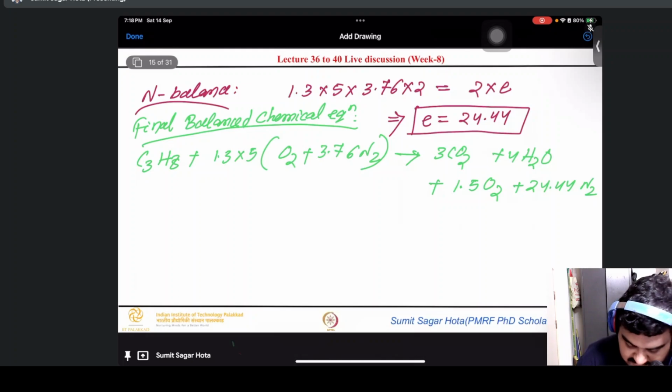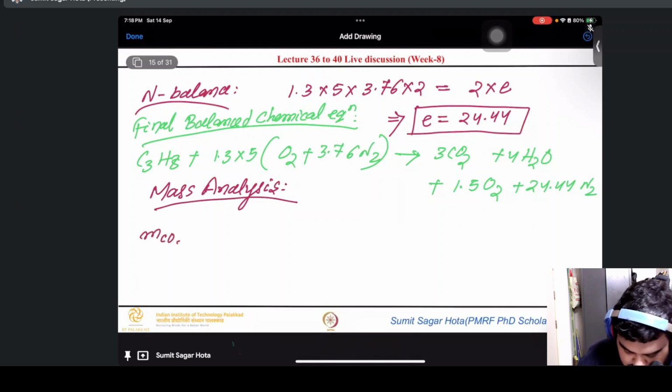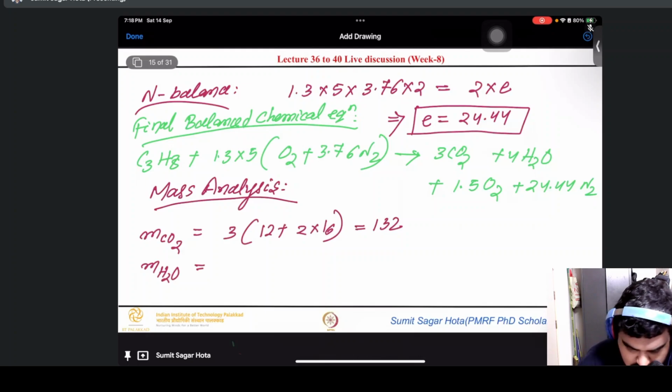Now we will do the mass analysis. The mass of CO2 is 3 times 12 plus 2 into 16, which is 132. The mass of H2O is 4 into 2 into 1 plus 16, which is 72.